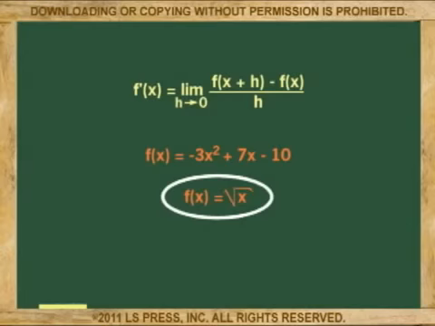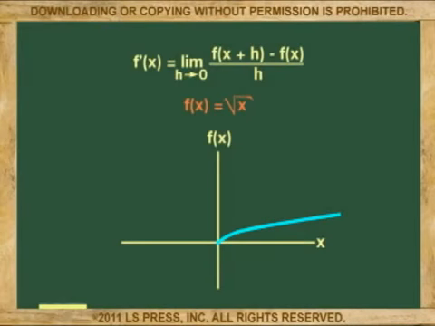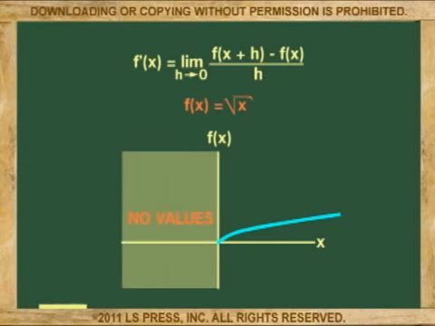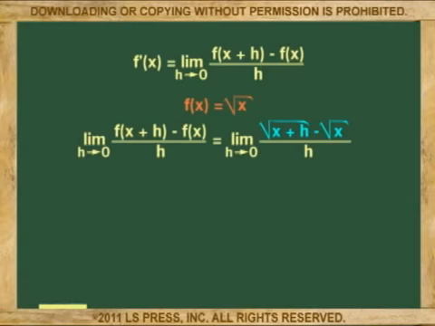The second example is the function of x equals the square root of x, which is represented by this curve. Notice that this function doesn't allow for negative values of x, so x is greater than or equal to 0. Anyway, let's do our substitution into the derivative equation. The f prime of x when h approaches 0 is equal to the square root of x plus h minus the square root of x, all of it over h.